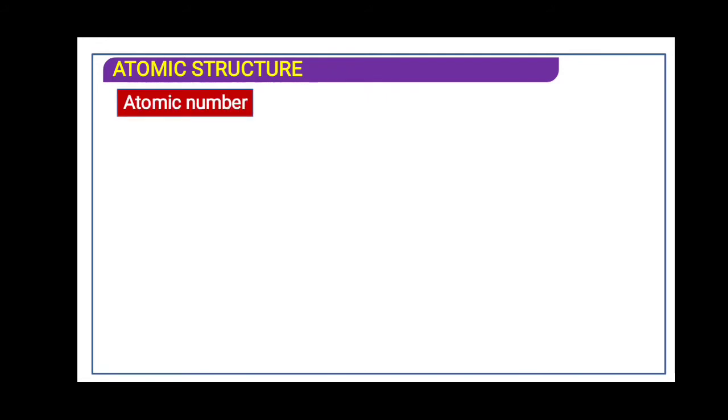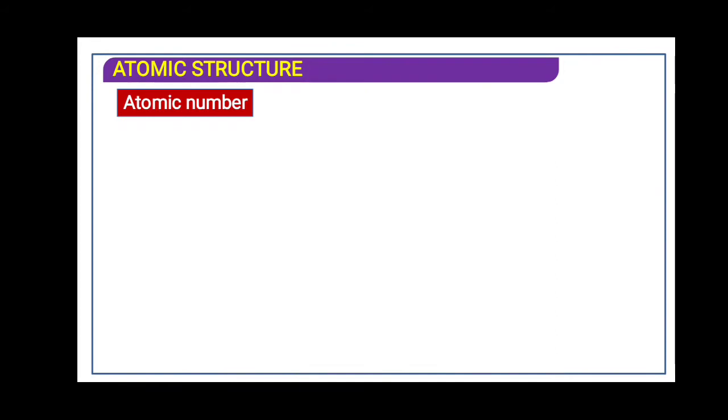What is atomic number? As you know very well, the total natural elements are 1 to 92. Total elements we have are 92 natural elements, and after 92 all other elements are radioactive elements. There are in all 118 elements.